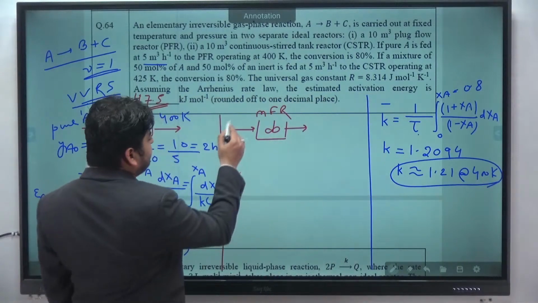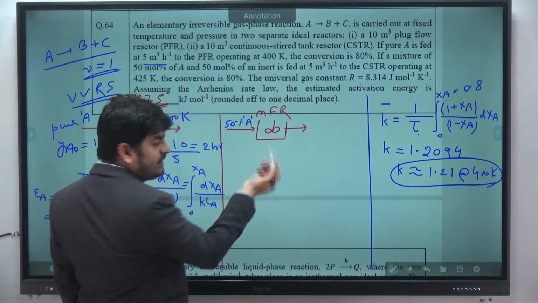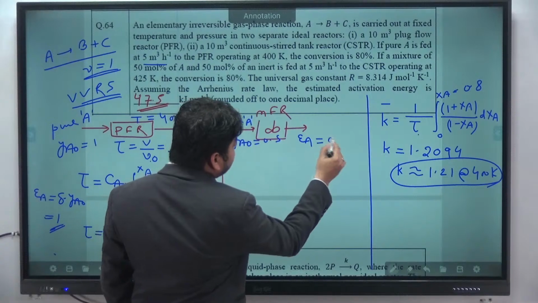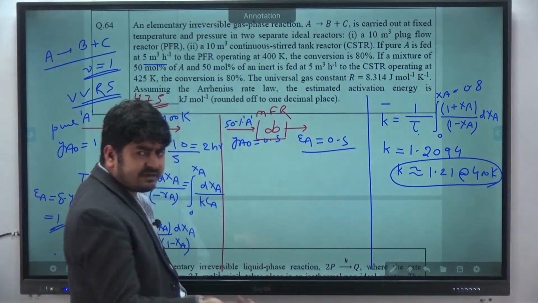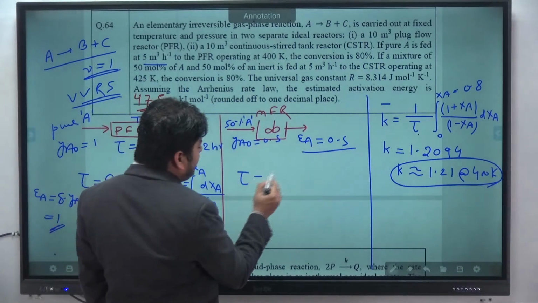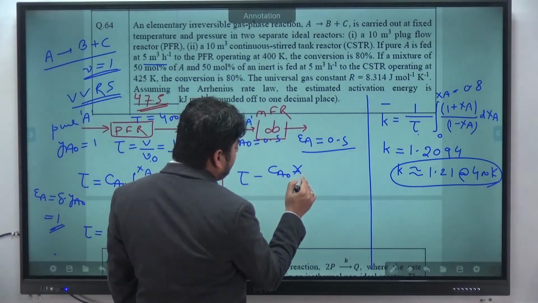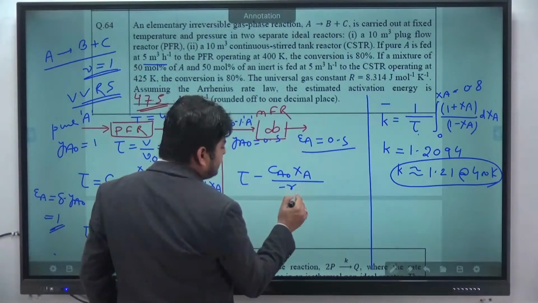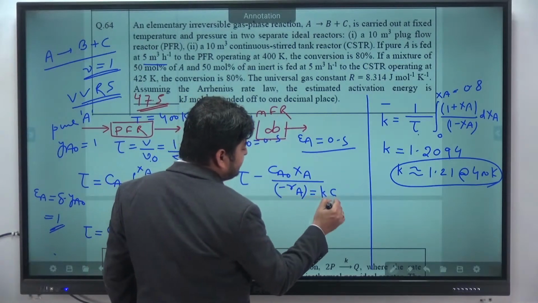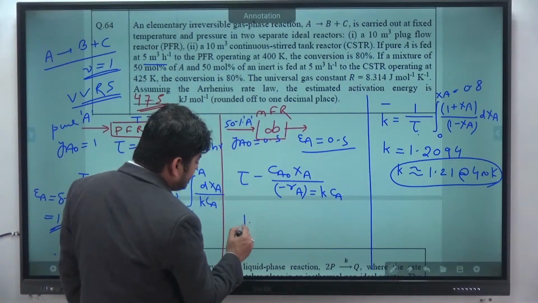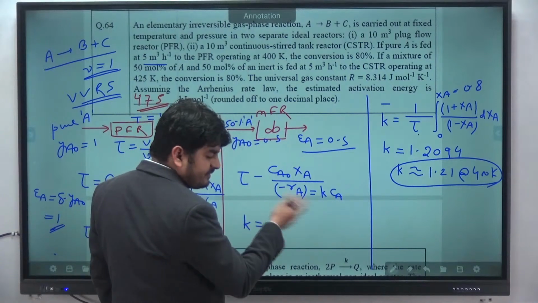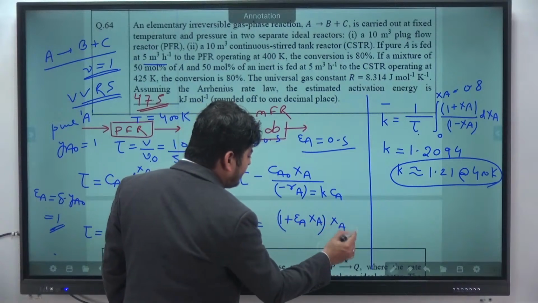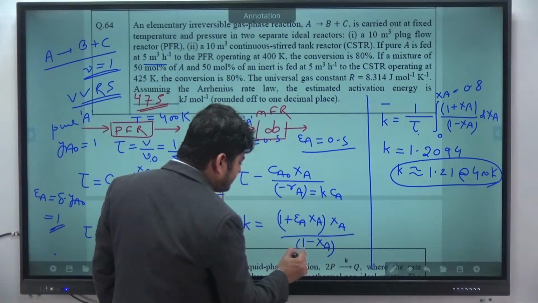For the MFR, it is given that 50% A is going in the system. So Ya naught will become 0.5. Thus, epsilon A will be 0.5. You can check by the same method, delta into Ya naught. And for the MFR, the design equation is Ca naught into Xa over minus Ra, which will be equal to Kca. And you can write Ca as Ca naught, that will get cancelled, (1 plus epsilon A Xa) over (1 minus Xa). This will be the equation.